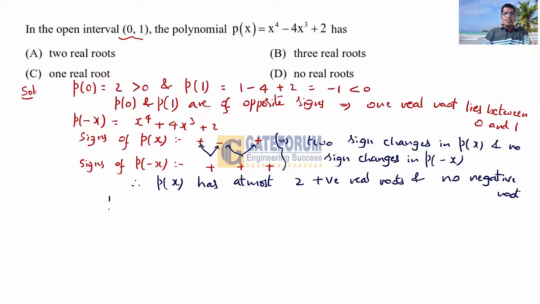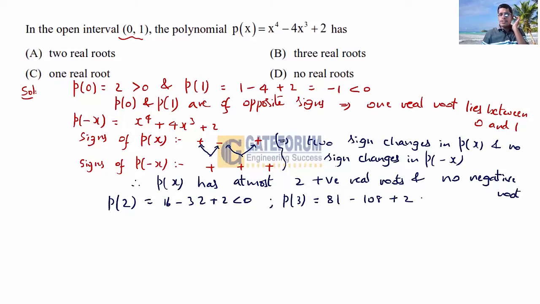Let us try the other integer values. After 1, put x equal to 2. P of 2 is 16 minus 4 into 8, 32, plus 2, which, without simplifying, I can say is less than 0. So P of 1 is less than 0 and P of 2 is less than 0. The two consecutive function values are of the same sign, we cannot decide. P of 3: 3 power 4 is 81, 3 cube is 27 into 4, 108, plus 2, still it is less than 0. Let us try one more positive value.